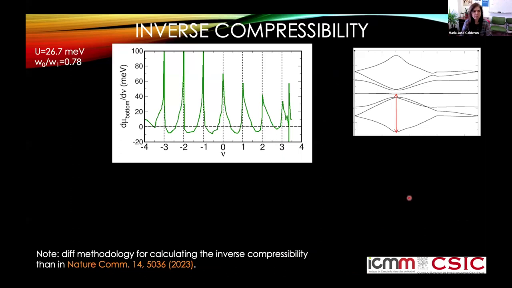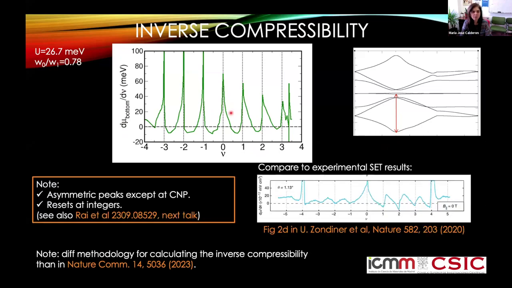We can also calculate the inverse compressibility. There is a derivative of the chemical potential with respect to the integer filling. We have defined the chemical potential from the bottom of the lowest of our bands. And we see these asymmetric sawtooth peaks in the inverse compressibility, the symmetric one at the charge neutrality point. And this is very similar, remember, to the experimental result that I showed before.